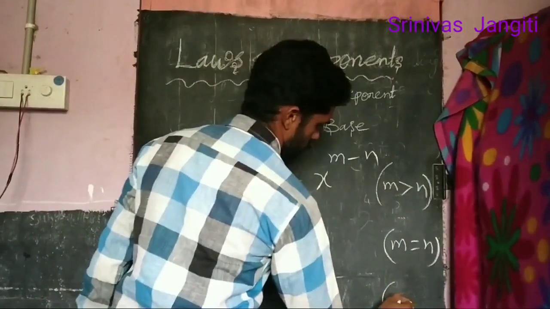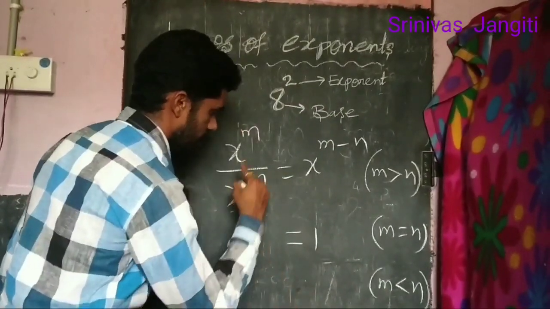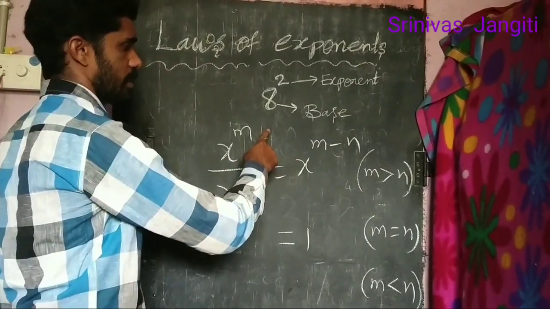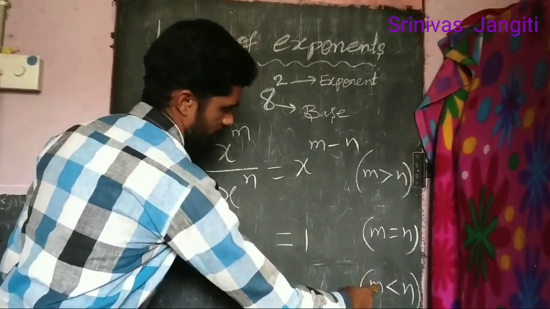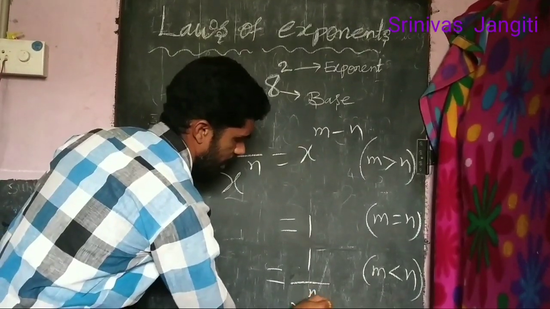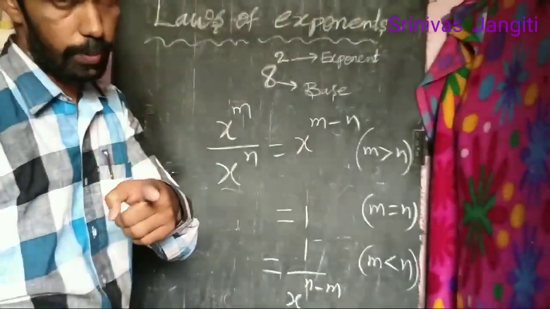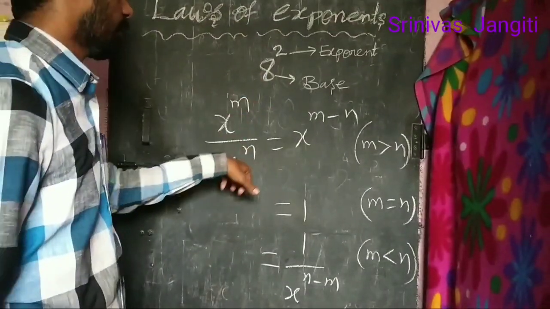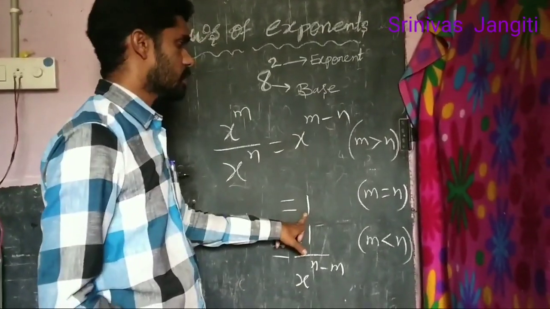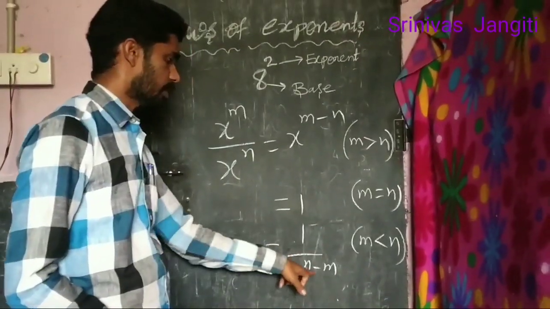And sometimes m is less than n. Then it is reversed. When the upper one is smaller, n goes to the upside, and here m is the least, because m is less than n. The formula is 1 by x to the power of n minus m. You understood the difference, I hope. So x to the power of m by x to the power of n is equal to x to the power of m minus n when m is greater than n, equal to 1 when m and n are equal, and otherwise, when m is less than n, 1 by x to the power of n minus m.